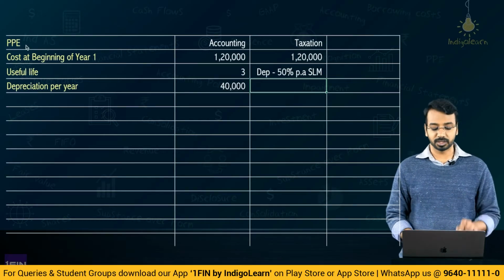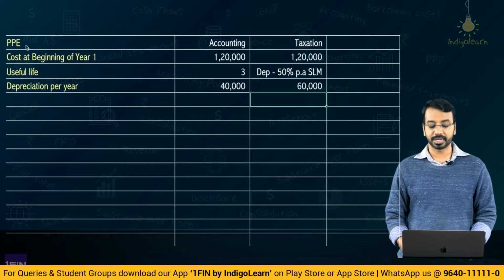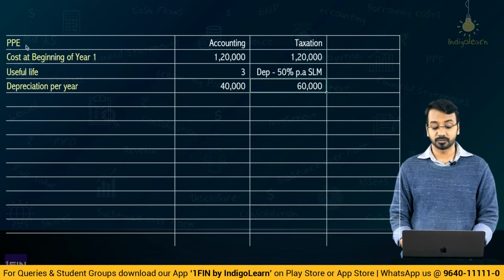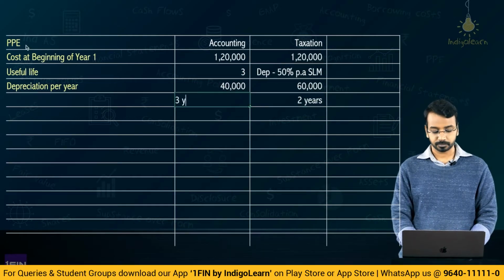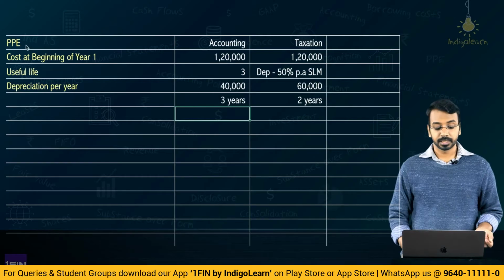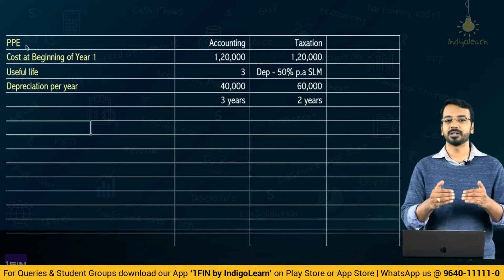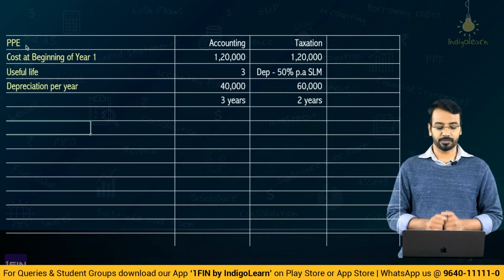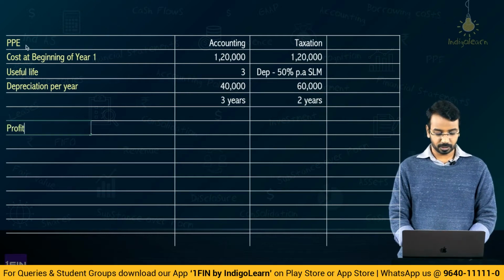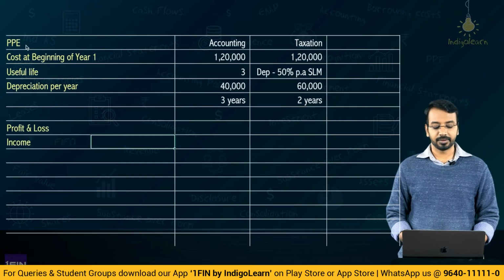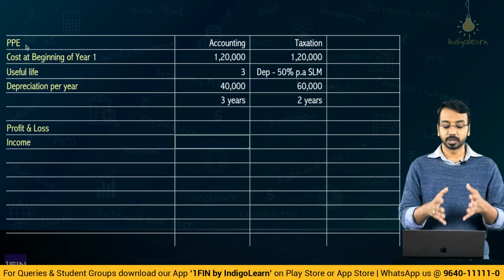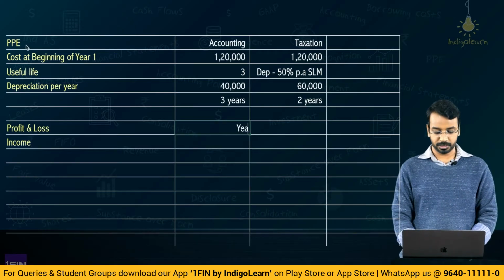So what is the depreciation per year? It will be 1,20,000 multiplied by 50%, you get 60,000, and this 60,000 is for 2 years. This is for 3 years. Now let us assume some numbers in the P&L and let us see what will be the accounting profit, what will be the taxable profit. So let us say profit and loss. Income for a particular year, let us say year 1, 2 and 3.